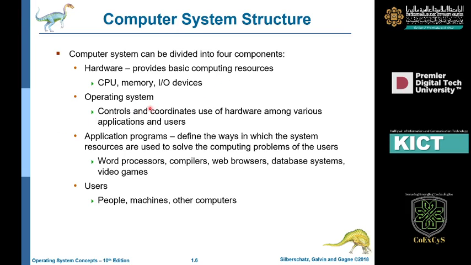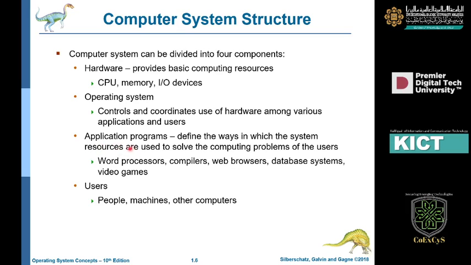So the operating system itself basically controls and coordinates the use of hardware among applications and users. So we have an S here because typically we use a personal computer and the user is only one person. But for other systems that are designed to handle multiple users, then we'll have more than one user, right?